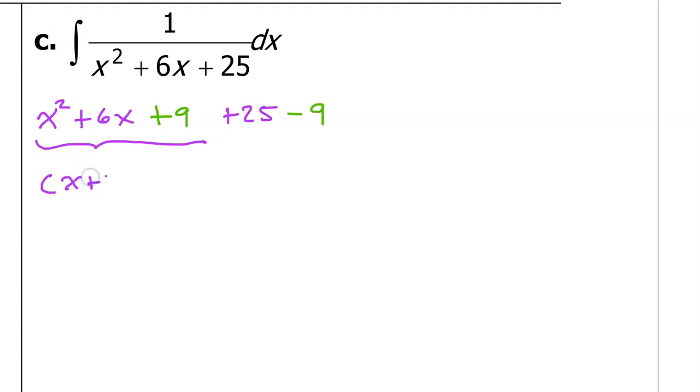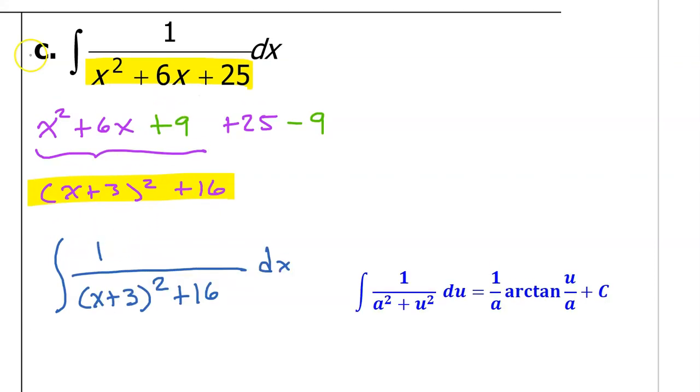Okay, x plus 3 squared. 25 minus 9 is 16, so this will be plus 16. This expression is equivalent to this denominator. So let's rewrite the original integral, replacing the trinomial with this new expression.